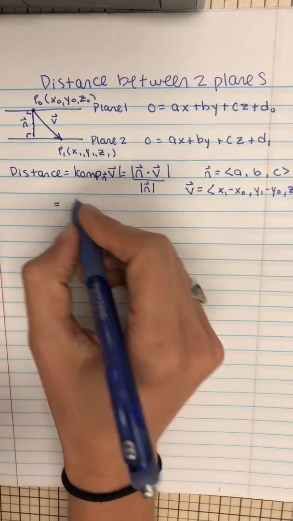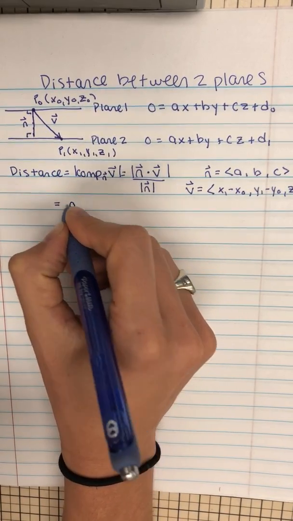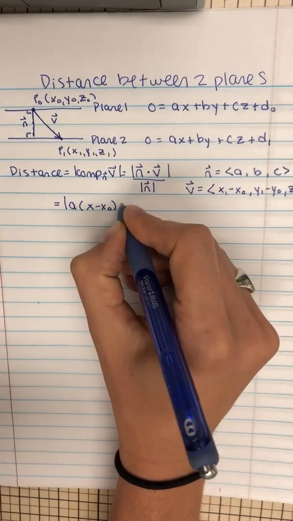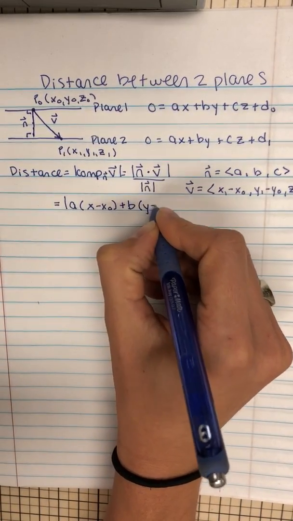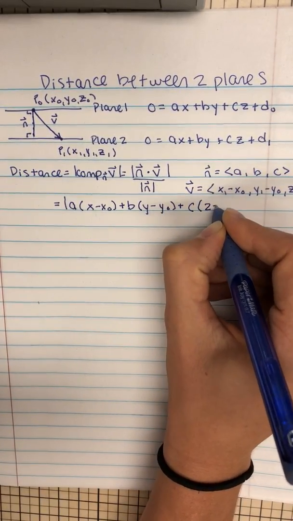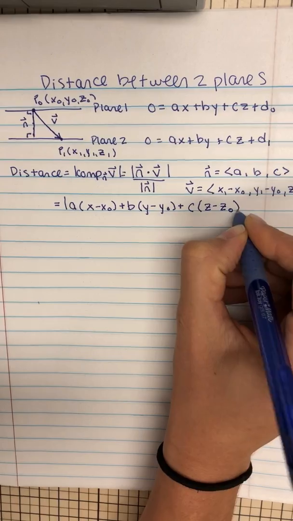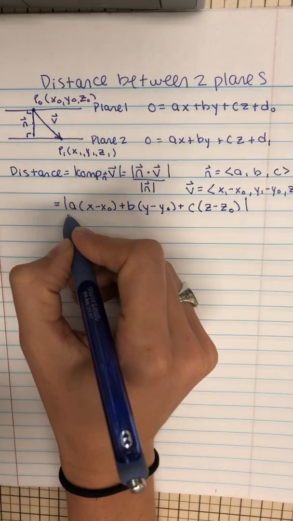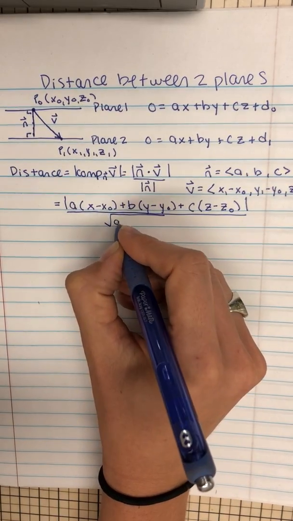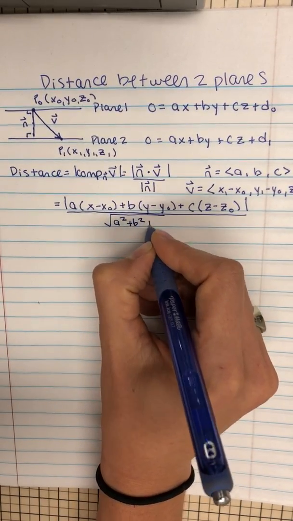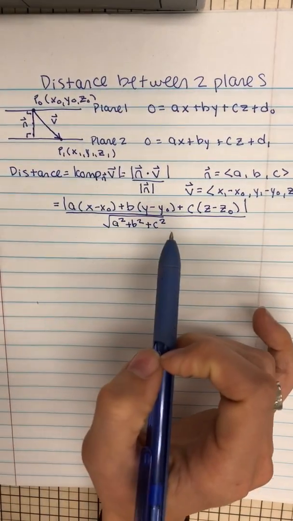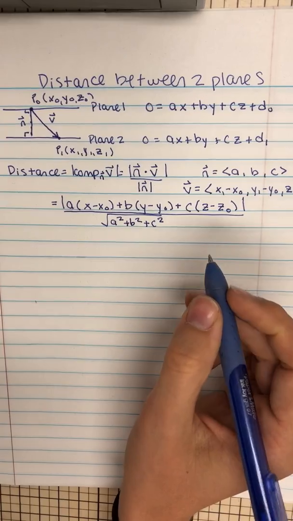So n dotted with v, that would be the absolute value of a times x1 minus x0 plus b times y1 minus y0 plus c times z1 minus z0, all divided by the length of n, which is the square root of a squared plus b squared plus c squared. Well, we're starting to get there. We're starting to get to that formula that looks like the one in our notes.